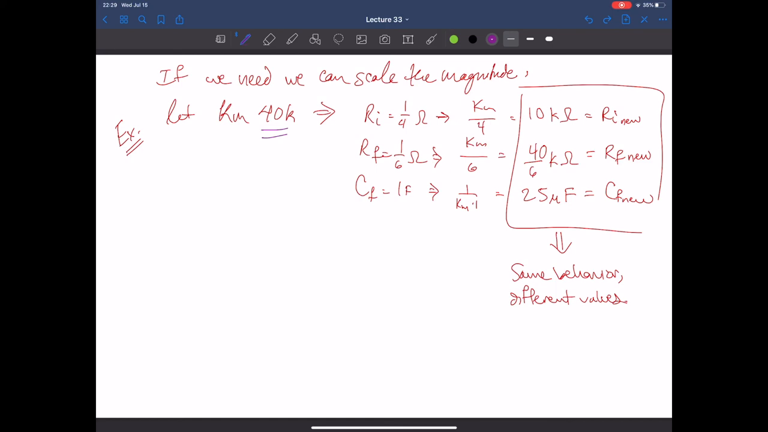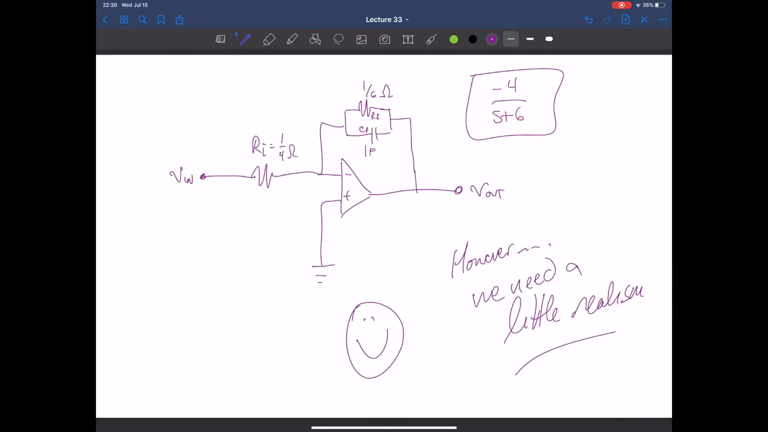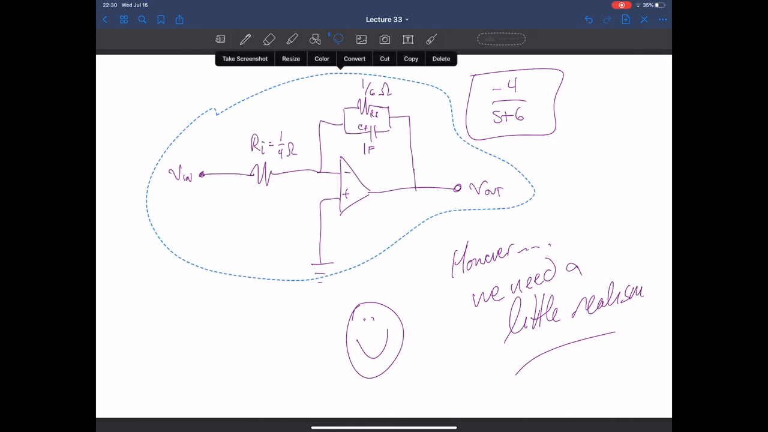What we end up with is a 10 kilo ohm resistor for the input, 40 over 6, which is a little like 6 2/3, and then 25 microfarads for the capacitor. So same behavior, different values, okay? It's still doing the same filtering process that we had before. It's just that now we've just replaced these values in here. So if I copy this over, you can see that the transfer function is going to remain the same.